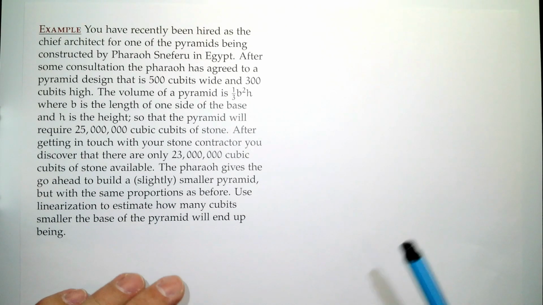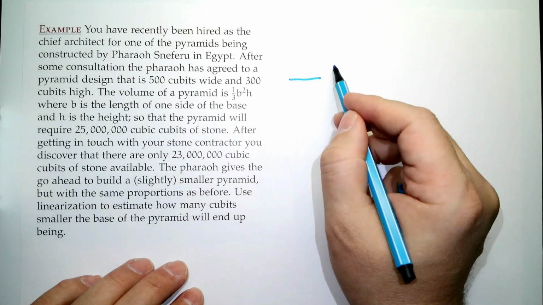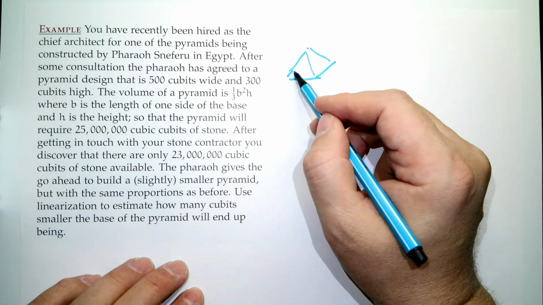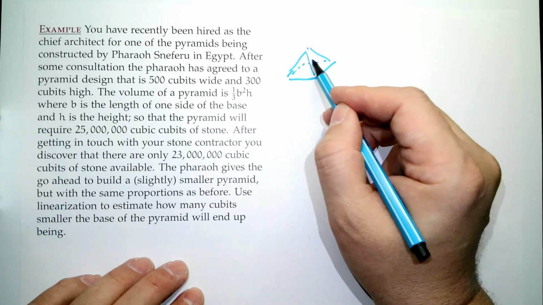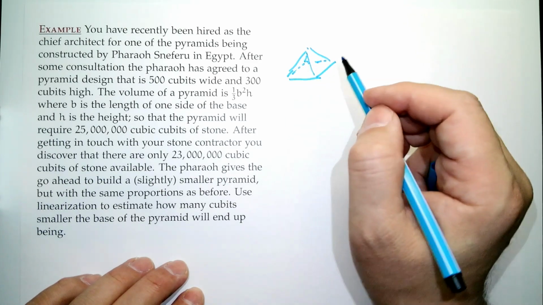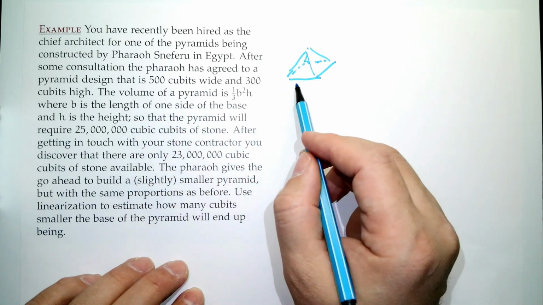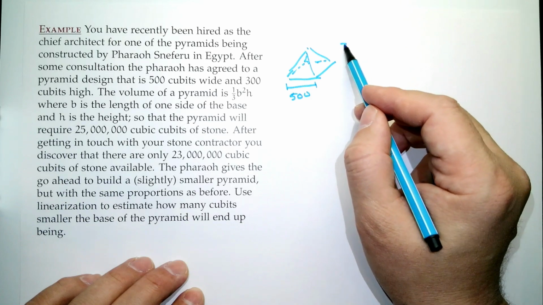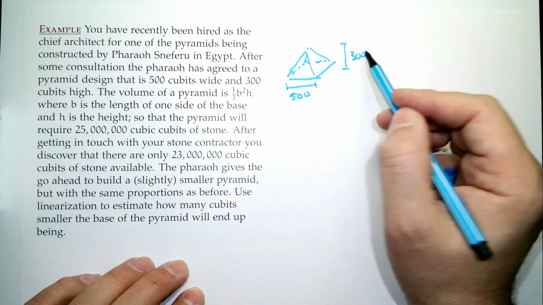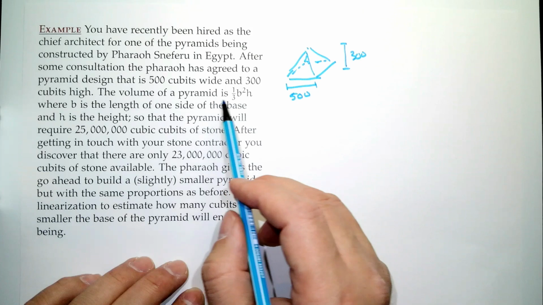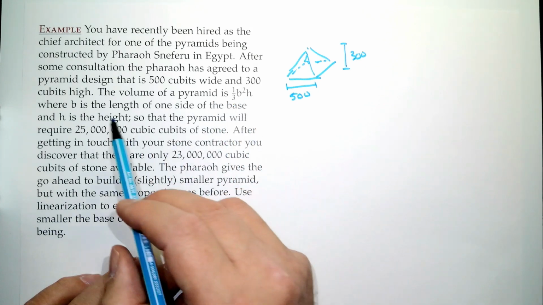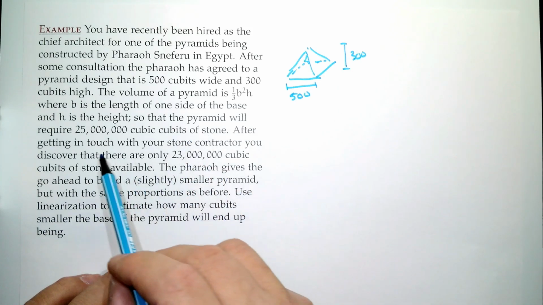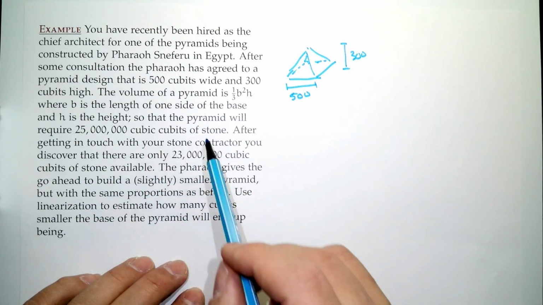So the volume of a pyramid, so we should probably draw this. So here's our pyramid. All right. There's the back side that we can't see. Okay, so here's our pyramid, and let's see, the 500 cubits wide, so that's down here, 500, and 300 cubits high. Okay, so 300 is the height. All right. Now the volume of a pyramid is 1/3 b squared h. B is the length of one side of the base, and h is the height, so that the pyramid will require 25 million cubic cubits of stone.